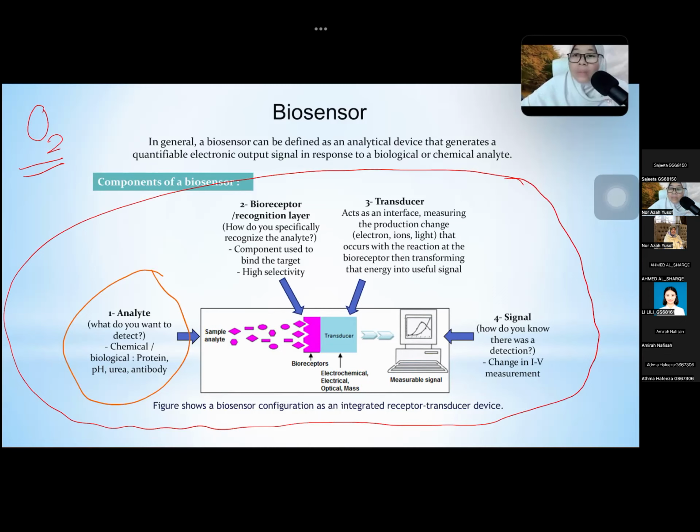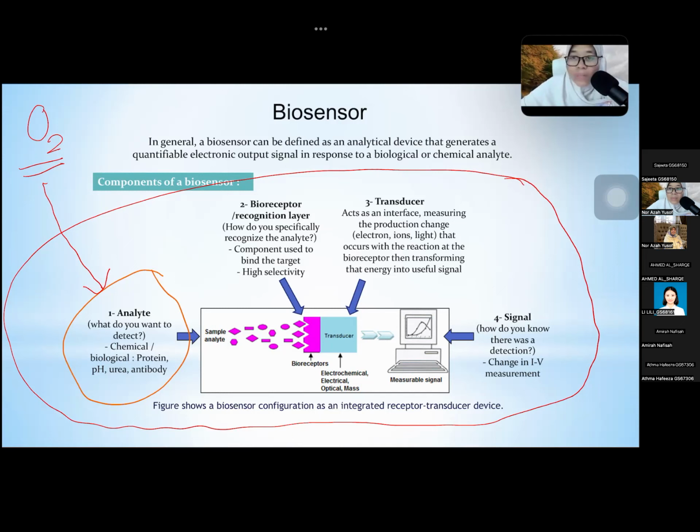Now, as for the example, oxygen is to be detected. So oxygen will be what we call the analyte, the one that we wish to measure. Analyte can be anything. You may wish to measure glucose, virus, bacteria, protein, or drugs. Those are what we call analytes. So easy to say, analyte is what you want to measure.